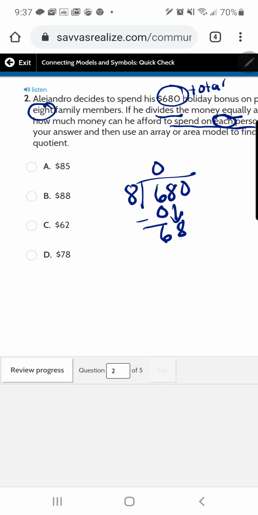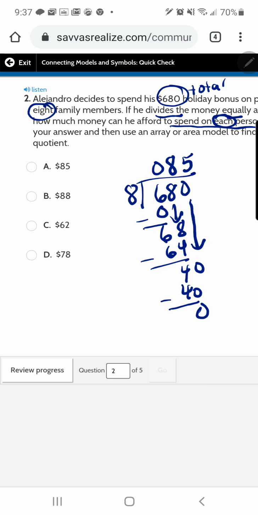How many groups of 8 can I make with 68? Well, I know that 8 times 8 gives me 64, which is close to 68. So we subtract and we get 4 as a difference. We still have to bring that 0 down. 8 times what gives me 40? Well, I know that 8 times 5 gives me 40. And remember, I'm putting that 5 over the 0 because that's where I brought that down, right? So 5 times 8 equals 40. Find the difference and you get 0. So there it is. How much money does he give each of his family members from his bonus? 85. That's how much he spent. So the answer here is letter A.